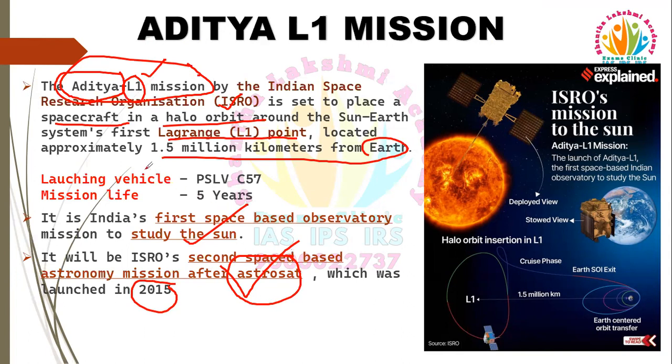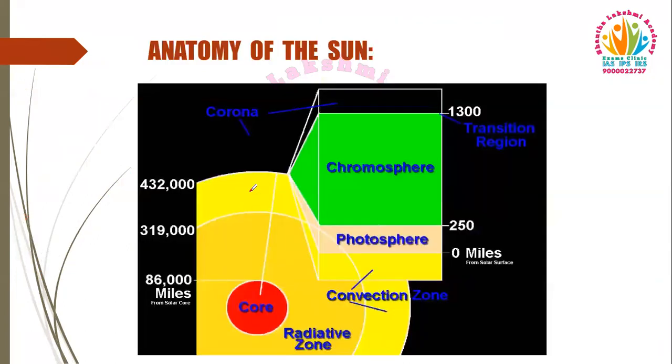The launching vehicle that we have used in this mission is PSLV C-57. The mission life is expected to be 5 years. So, to understand the objectives of the mission and the working of the payloads effectively, first we need to have an idea about the anatomy of the sun.